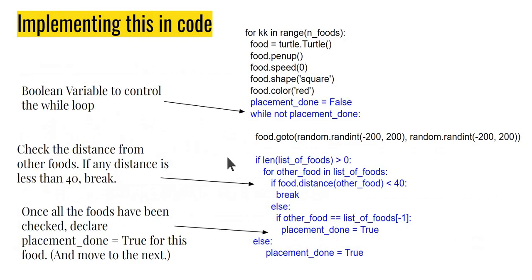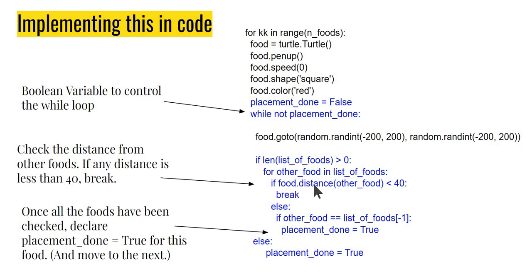How do I do this in code? Well, I'm going to use a similar idea. I'm calling it placement done over here, but a Boolean variable, let's say food placed. I set it to false in the beginning. Notice this is only without obstacles, so there's no obstacle in this code. But here I check for every food. I say, okay, once the list of food starts to fill up, so there's at least one food out there, I see that for every other food, if my distance is less than 40, then I'm not well placed. I break off from this loop and I go to the next placement once again, right?